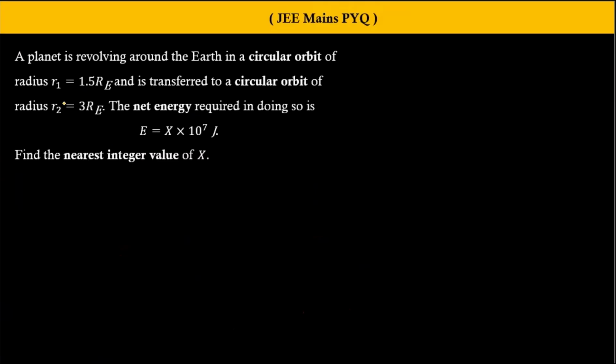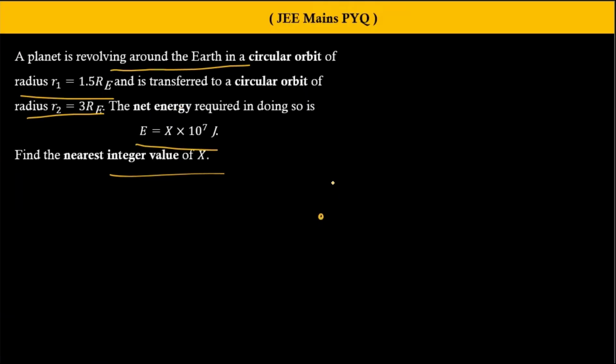So yeah, a planet is revolving around Earth in a circular orbit of this radius and is transferred to a circular orbit of this. The net energy in doing so is this. Find the nearest integer. So इस क्वेश्चन में कुछ तो मिसिंग है, but I will make you understand this question.